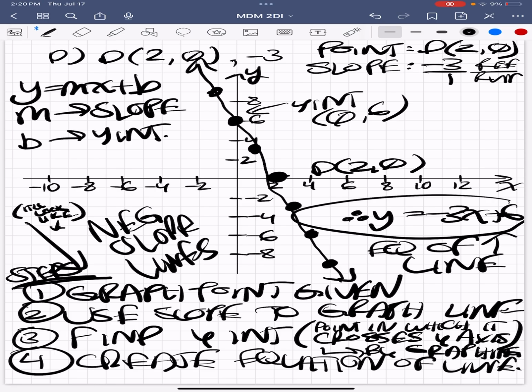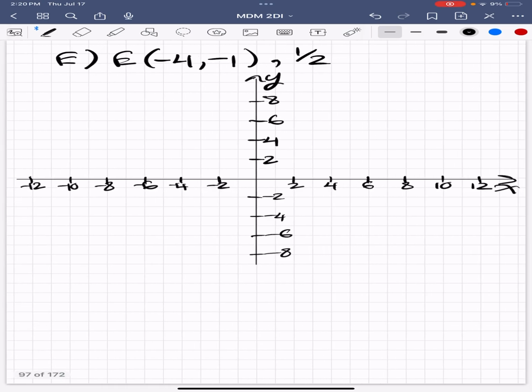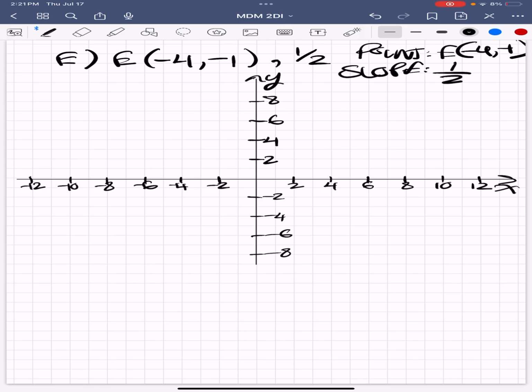Alright, moving on. So, we have a point given. We graph the point given. We use the slope to graph the line. We find the y-intercept, the point where the line crosses the y-axis. And then we create the equation of the line as well. So let's do this. We have our point being E, negative 4, negative 1. We have our slope, which is a half, or 1 over 2, aka rise over run.